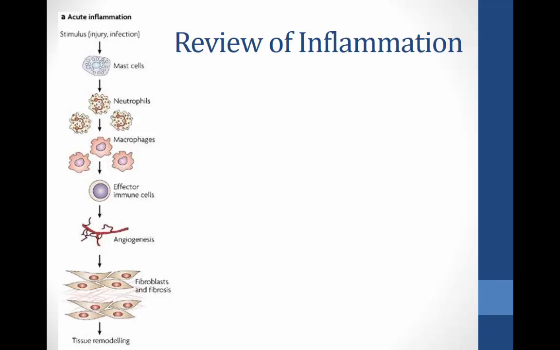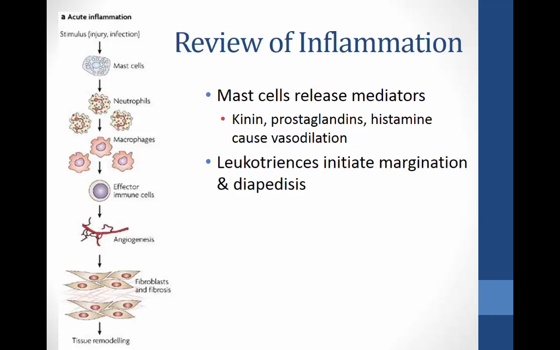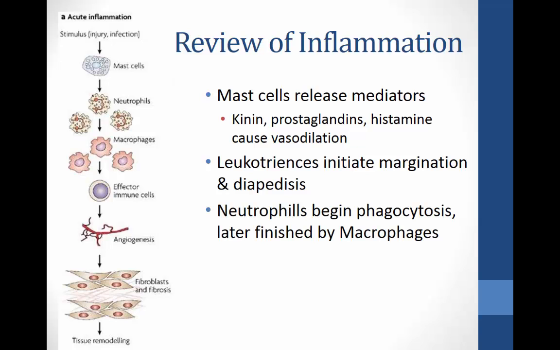This is a quick review of the acute inflammatory process. Mast cells release mediators such as bradykinin, prostaglandins, and histamines, which result in vasodilation. Leukotrienes initiate margination and diapedesis. Neutrophils begin phagocytosis, which is later finished by the macrophages. This whole process takes somewhere between 2 and 4 days to occur.